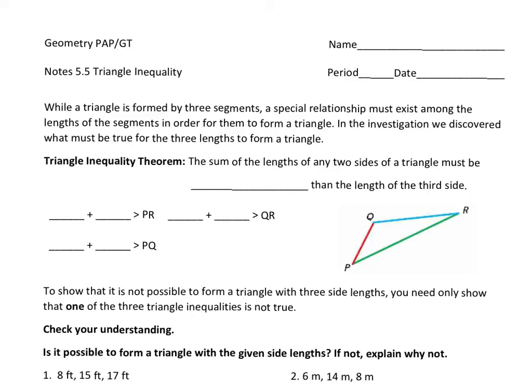In the investigation that we just completed, we learned that a special relationship must exist among the lengths of the segments of a triangle in order for them to form a triangle. We discovered what must be true about the three lengths, and we're now going to state that as a theorem. So the Triangle Inequality theorem says that the sum of the lengths of any two sides of a triangle must be greater than the length of the third side.